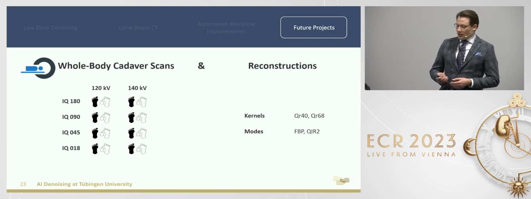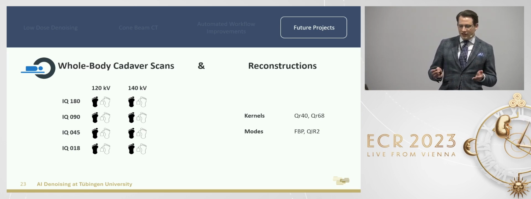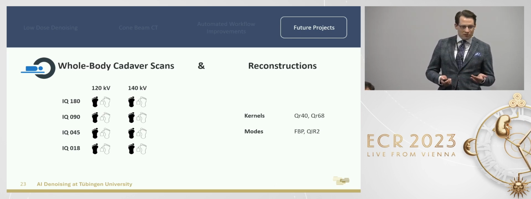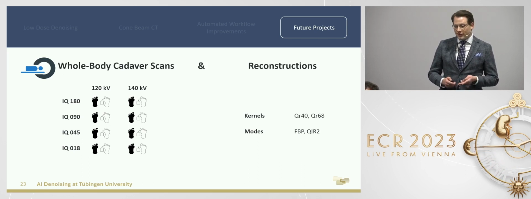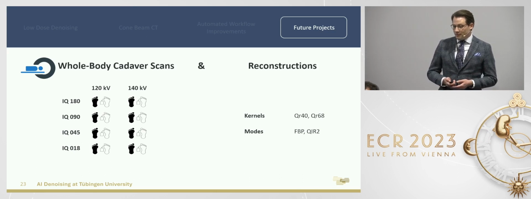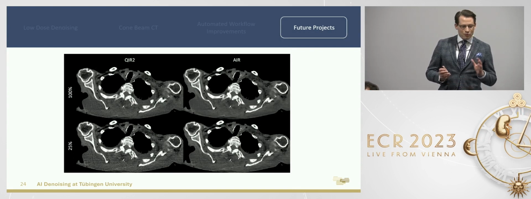So, in case anyone counted here, of course we did any combination of the scan and reconstruction. So this is 32 reconstructions per cadaver scan, and we did 4 cadaver scans, so quite a lot of data, which of course will be sufficient to improve the model and get to a low-dose simulation and a denoising model on the NAEOTOM Alpha. And why is that needed? Here you can see some preliminary results.